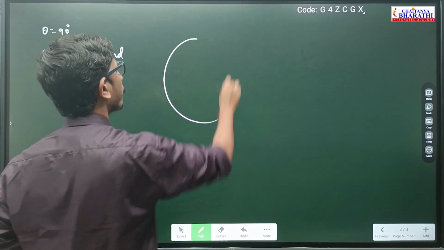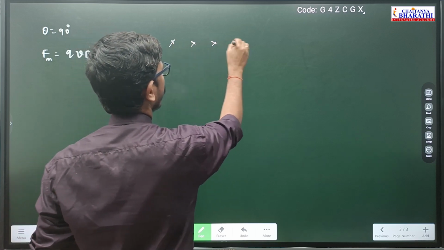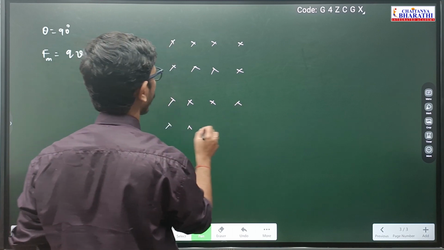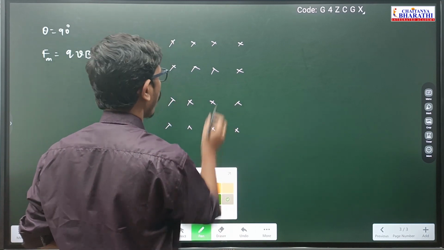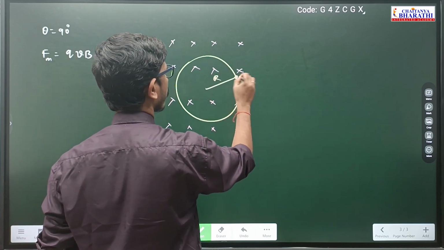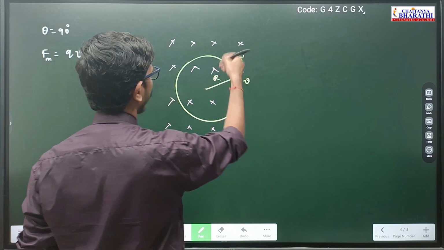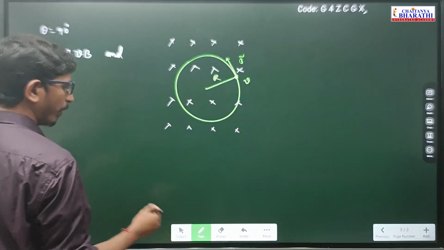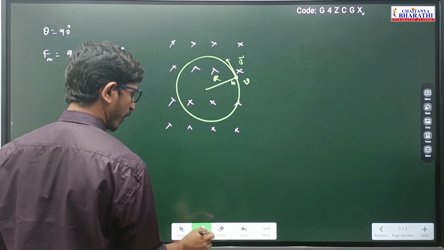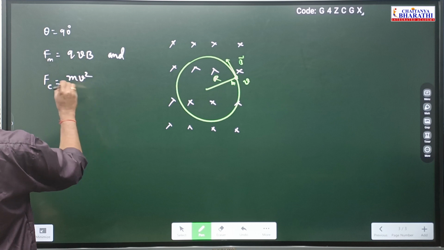Since the charged particle is moving in a circular motion, let's say this is the magnetic field, and the charged particle is making a circular motion with radius r, and the particle's speed is v. This is the B field, inside or outside, whichever you take. If its radius is r and the charged particle's mass is m, the centripetal force is going to be simply mv squared by r.